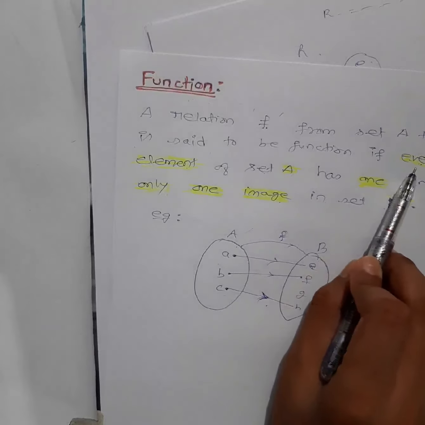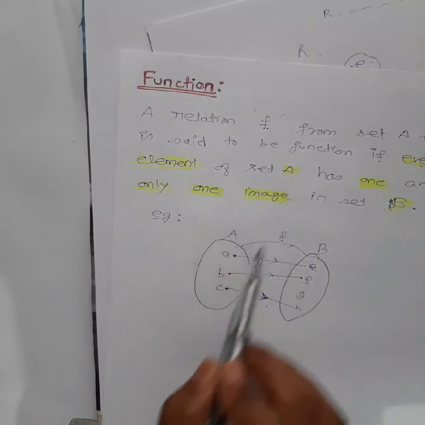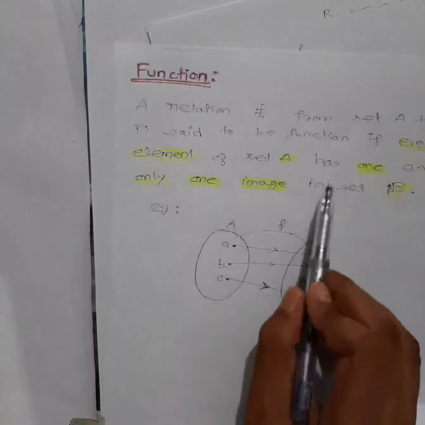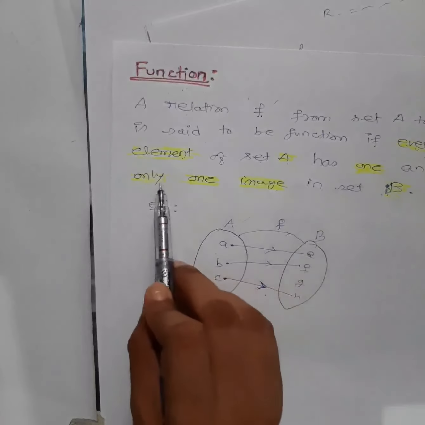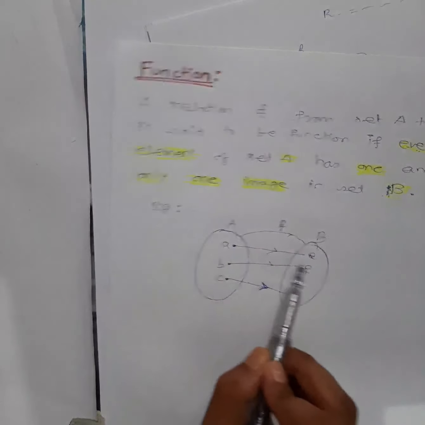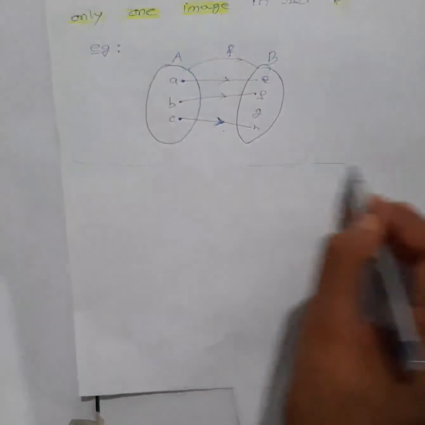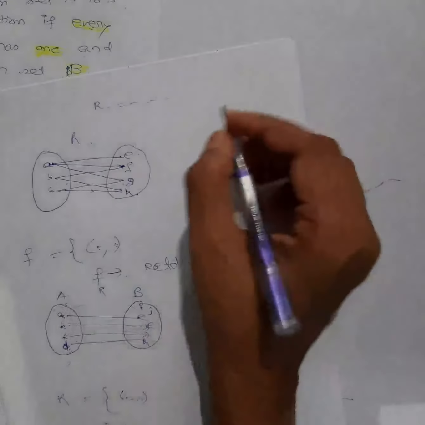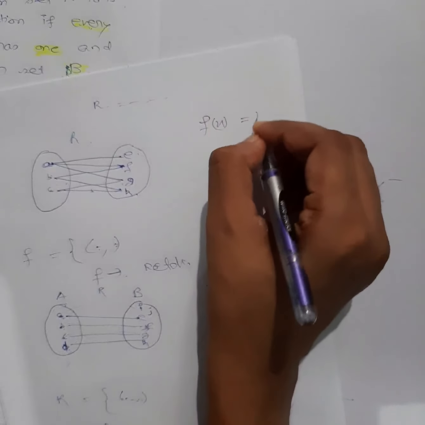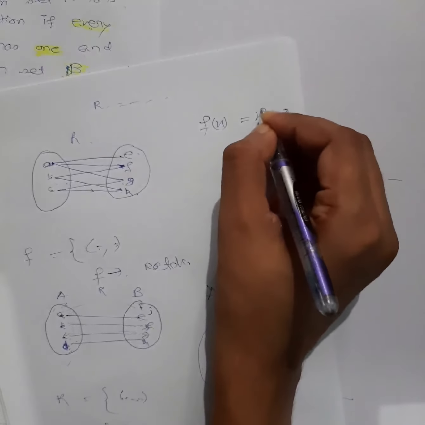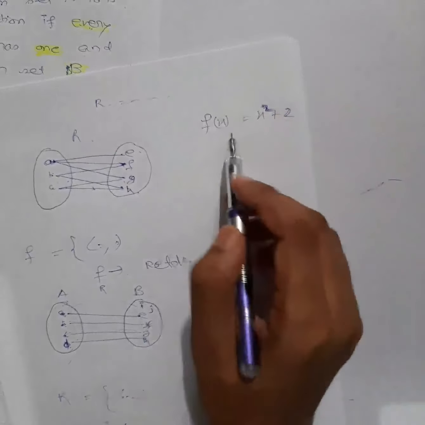If every element of set A has one and only one image, exactly one image, they must have. So when you are given some function, you write down this one in your notebook. This you write down in your question. If they give you a function something like this, x square plus 2, suppose. Okay, this is a relation only, right?